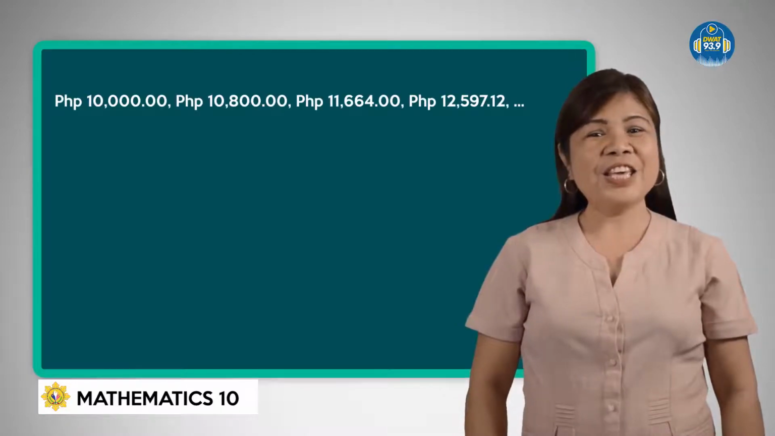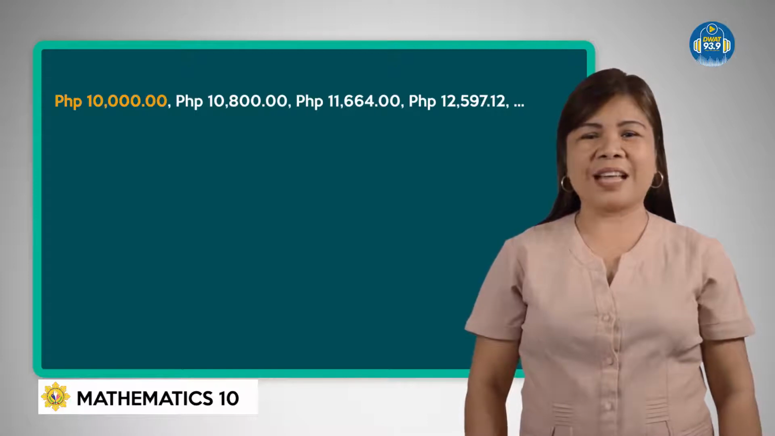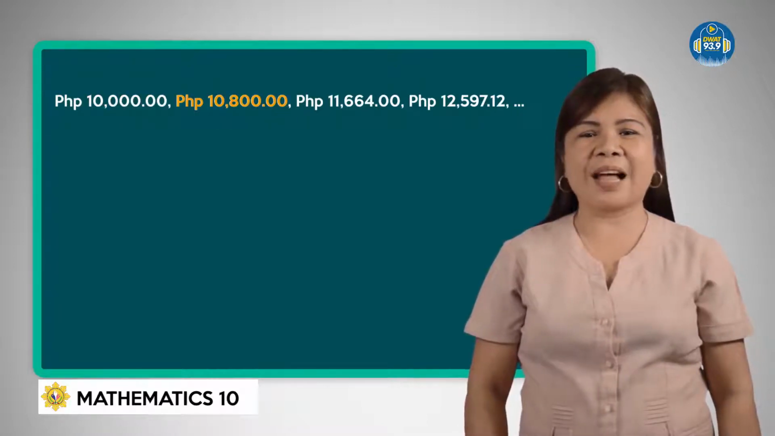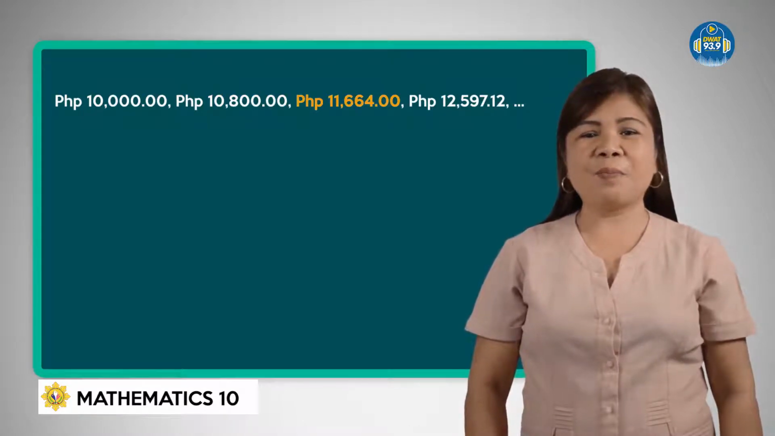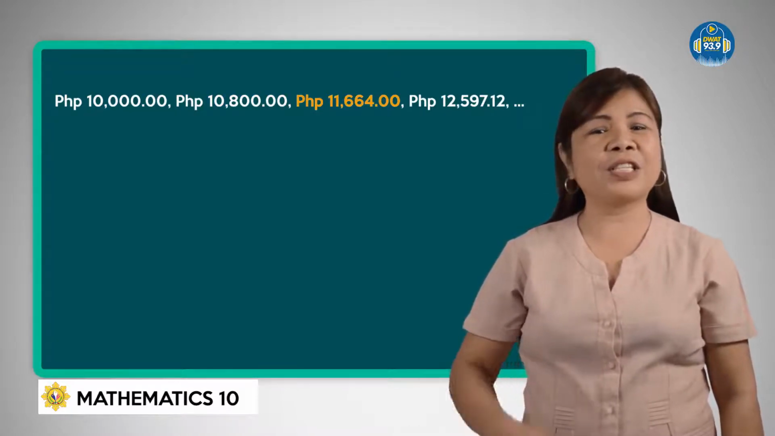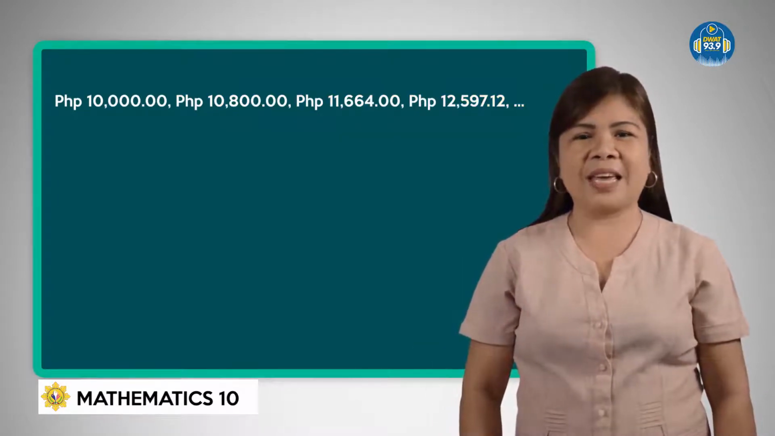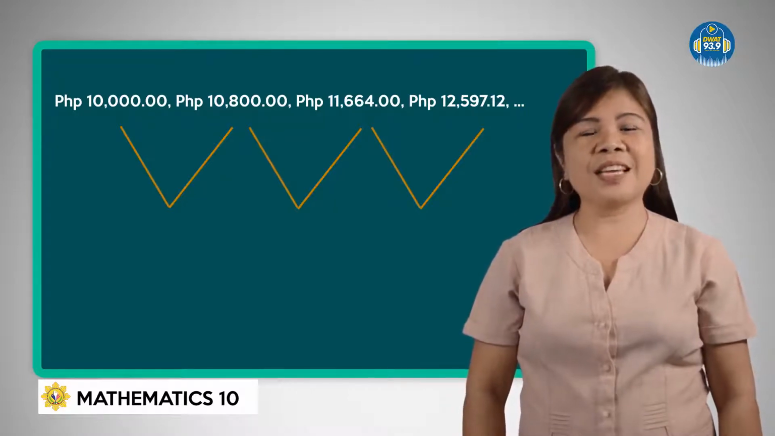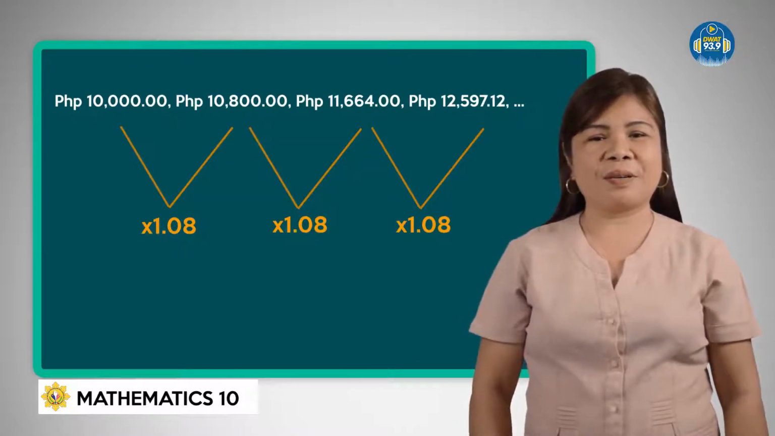From that, you can predict the next. Consider the principal amount as the first term. The second term will be the remaining balance after a year. Then the third term will be the remaining balance after 2 years, and so on. The terms were obtained by multiplying a constant value, which is 1.08, to the preceding term.